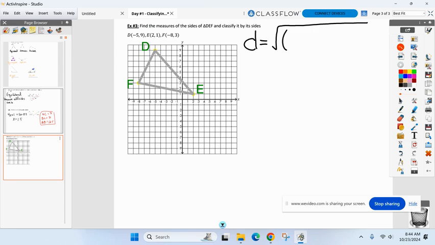Y. X. Subtract your x's in any order. X2 minus x1. Order doesn't matter. Anybody coming up next? Plus, yep. I think you have it in the other parentheses. Do it to the y values. Squared.